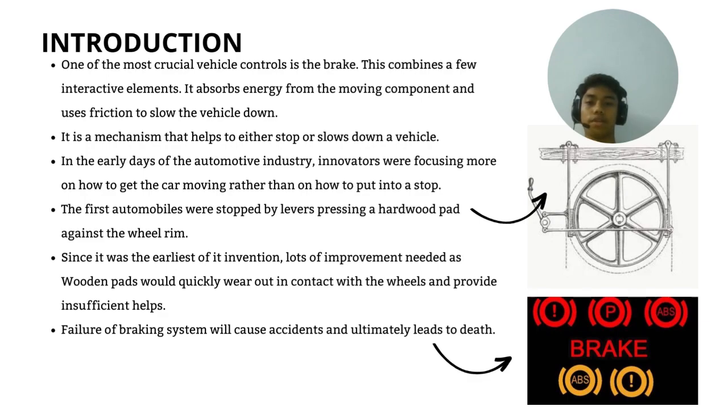In the early days of the automotive industry, innovators were focusing more on how to get the car moving rather than how to put it on stop. The first automobiles were stopped by levers pressing a hardwood pad against the wheel rim. Since it was the earliest of its invention, lots of improvement needed as wooden pads would quickly wear out in contact with the wheels and provide insufficient help. Failure of braking system will cause accidents and ultimately leads to death.